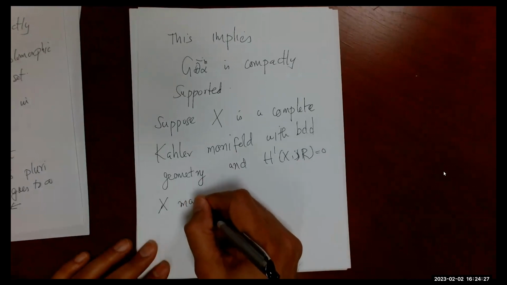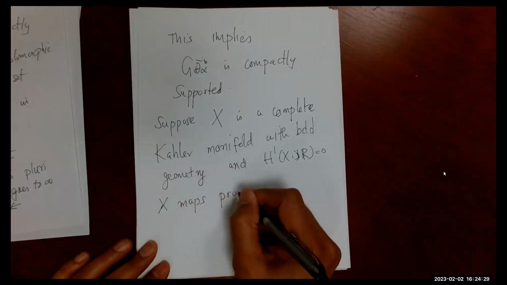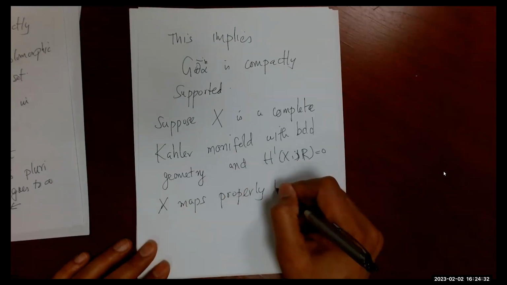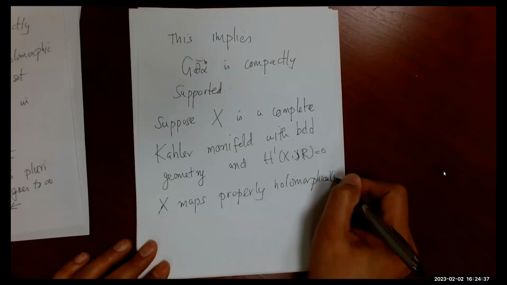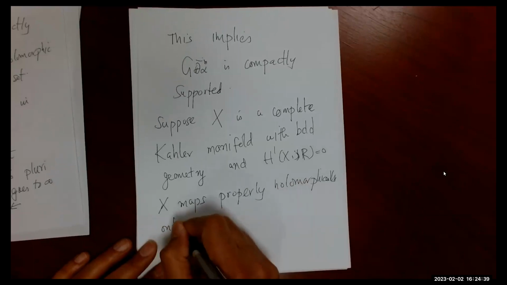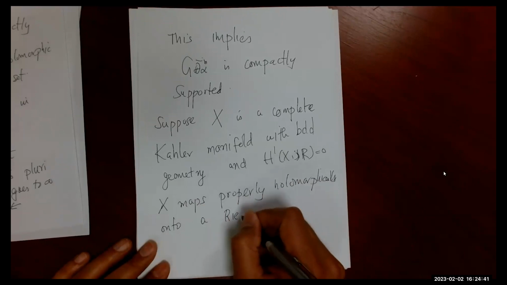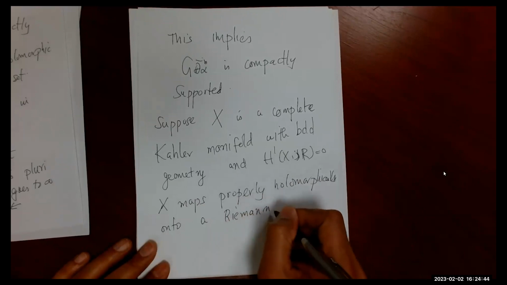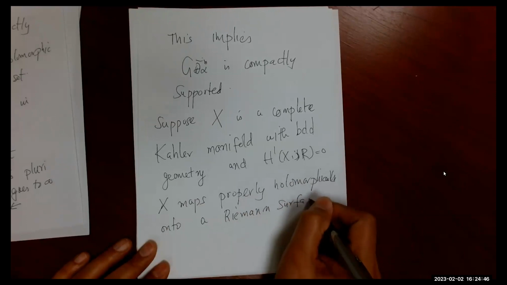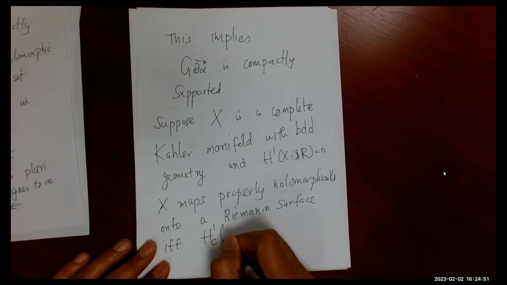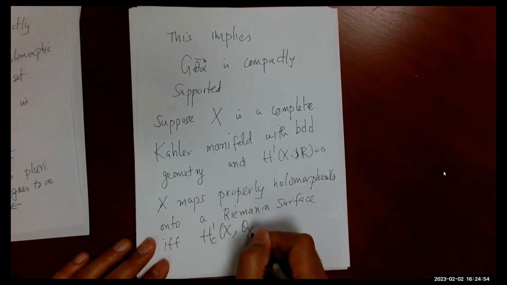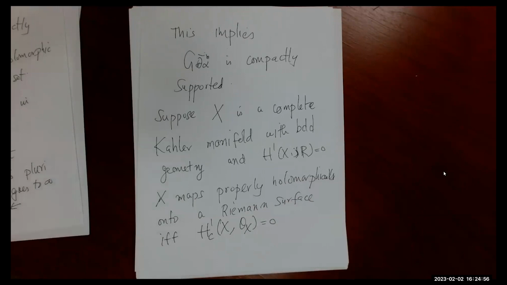X maps properly holomorphically onto a Riemann surface if and only if this is 0. So this, of course, requires the first de Rham cohomology to be 0.